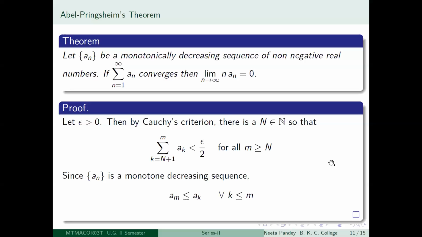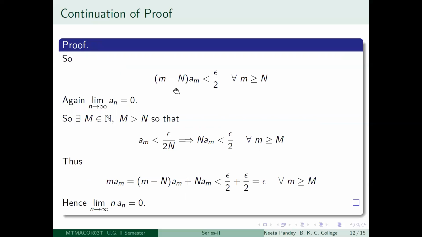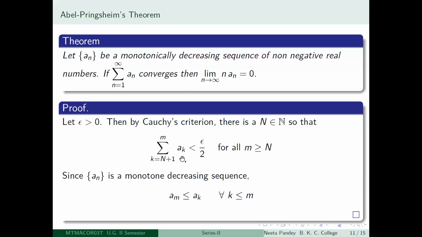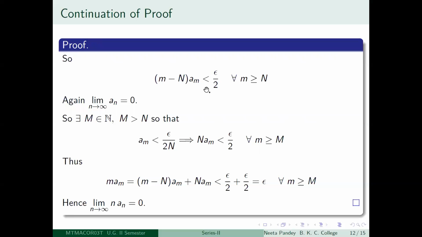So what you are saying is that, using this inequality in this particular expression, you get little m minus capital N times am is less than epsilon by 2, because it has decreased further and there were exactly m minus capital N terms here, right? So you do get such an inequality for all little m greater than or equal to capital N. Next, use your previous theorem. What did we show? You had shown that if the series is convergent, then the limit as n tends to infinity of an is equal to 0, right? So using that, what do you get?